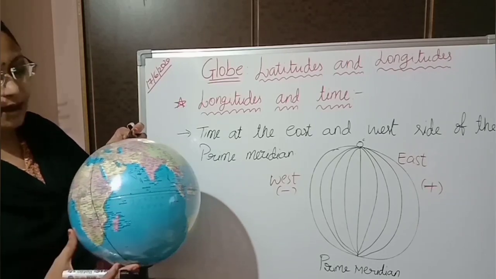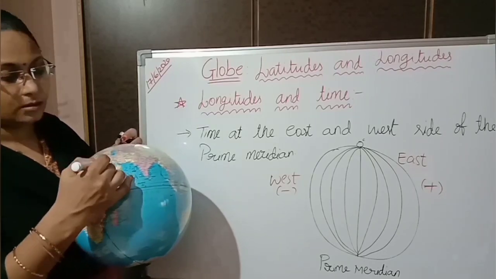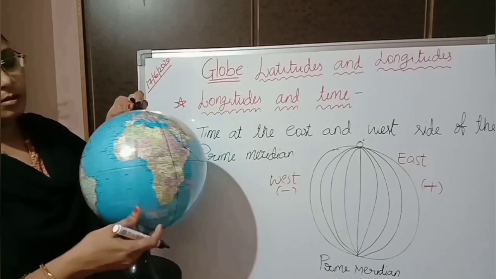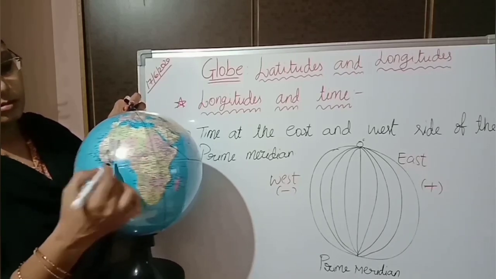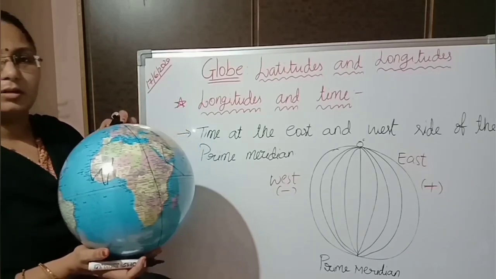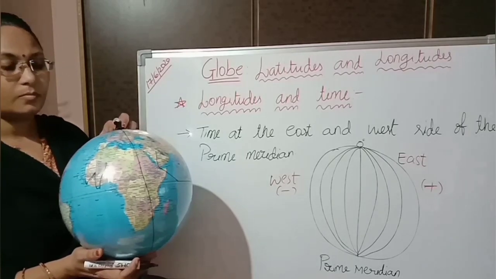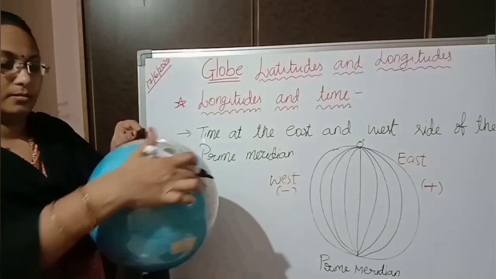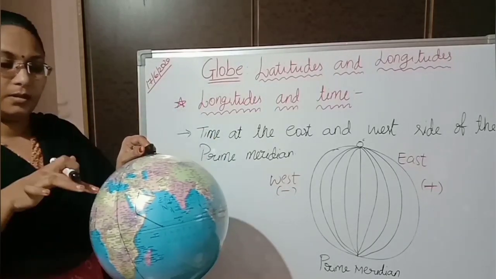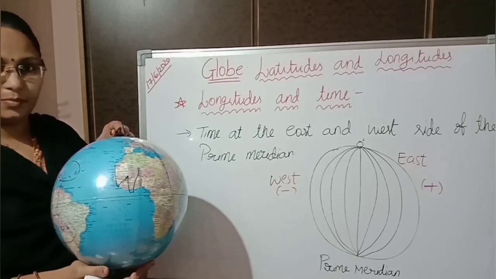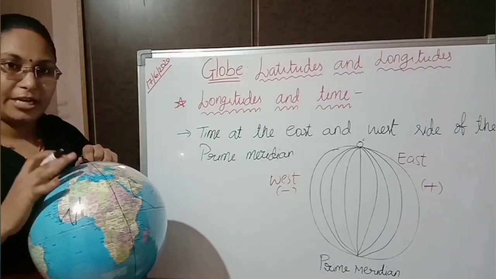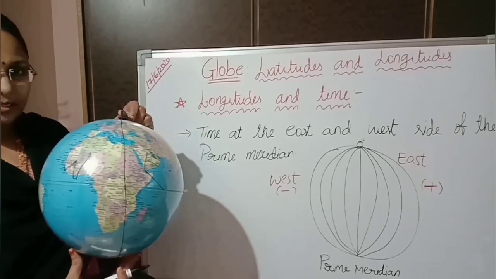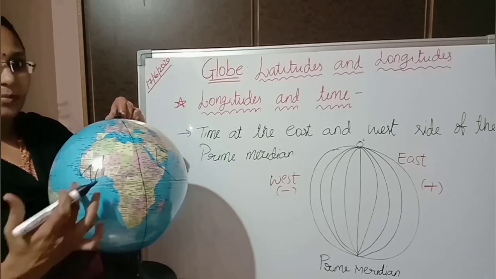For your convenience, I will write here E for Eastern Hemisphere and W for Western Hemisphere. So from west to east, like this the earth is rotating. So the time also changes in the Western Hemisphere and Eastern Hemisphere. Now, did you understand how the earth is moving from W to E?